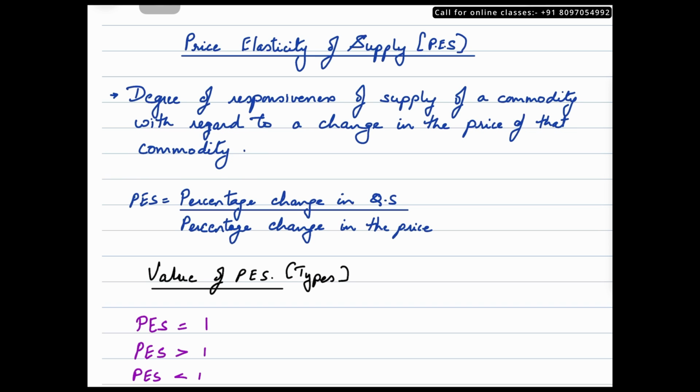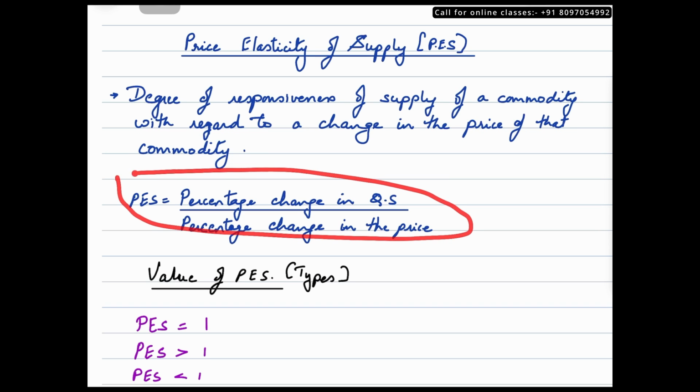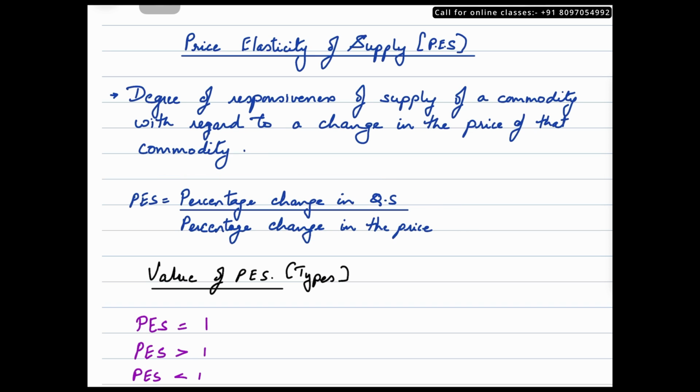Now if we take a look at the formula, it is almost the same as we studied for demand. The only difference here is the numerator, which is quantity supplied instead of quantity demanded. So this is how we would calculate price elasticity of supply. Price elasticity of supply, that is PES, is equal to percentage change in quantity supplied over the percentage change in the price of the same commodity.